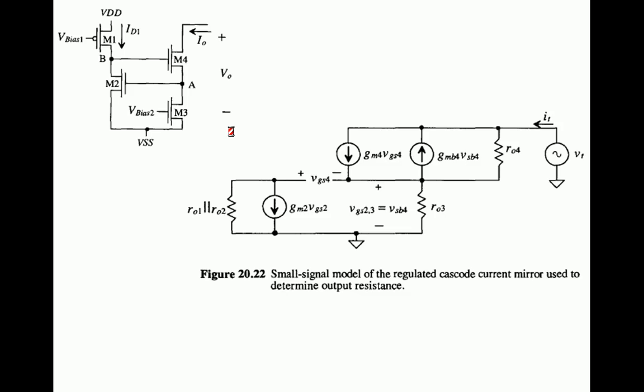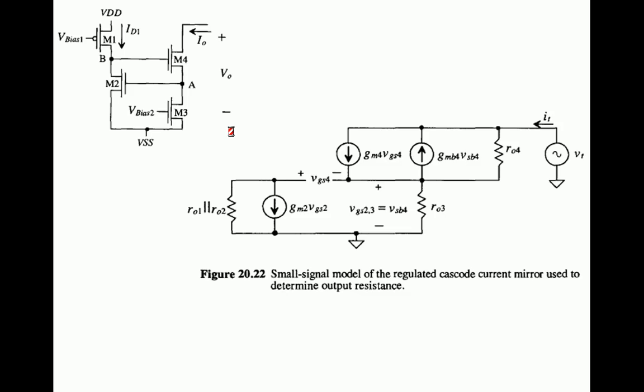After replacing M1 and M3 with R01 and R03, VDD and VSS are shorted to ground. Next, M2 and M4 are modeled with small signal equivalents. While modeling M2, there is no body effect. While modeling M4, there is a body effect.